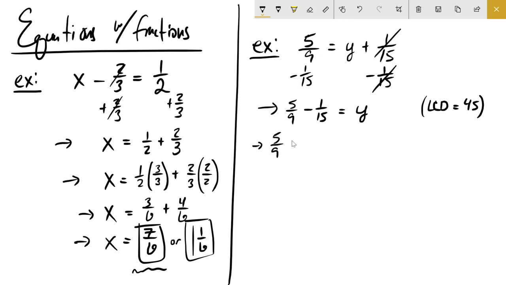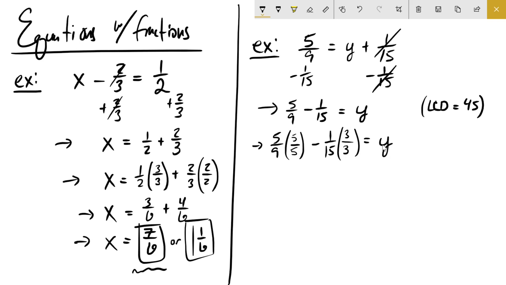So what does 5/9 need to be brought up to 45? What does 9 need? It needs to be multiplied by 5, so we'll give that one a 5/5. How about 15? What does it need? 15 needs a 3 to bring it up to 45, so we'll give that one a 3/3. Okay. So far, so good? Okay, so we subtracted 1/15 from both sides, but they don't have common denominators, so we have to get there. We're going to bring them both up to 45. 9 needs a 5 to come to 45. 15 needs a 3 to bring it up to 45. Now we just got to finish it off.